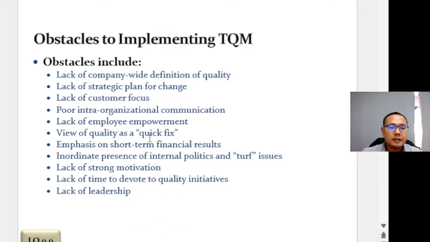Among all the factors cited in the literature, you can see a lack of company-wide definition of quality, a lack of strategic plan for change, a lack of customer focus, poor intra-organizational communication, and a lack of employee empowerment, view of quality as a quick fix, emphasis on short-term financial results, inordinate presence of internal politics and tough issues, lack of strong motivation, lack of time to devote to quality initiative, and lack of leadership.